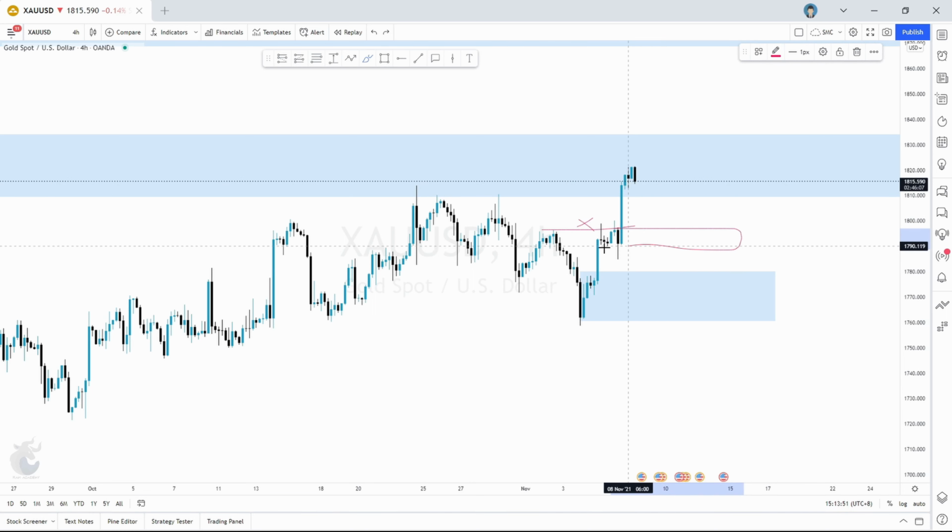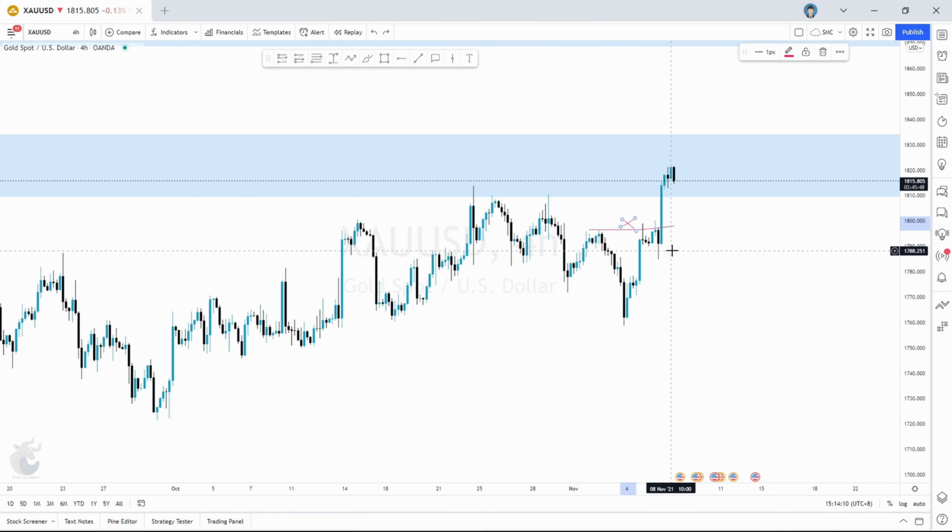Price can either tap on these supply zones here. We can maybe partial on the supply zones here. Either price can tap on this demand zone, tap on that demand zone, tap on this demand zone, then continue to the upside, or demand zone, continue to the downside, creating a little bit of liquidity.